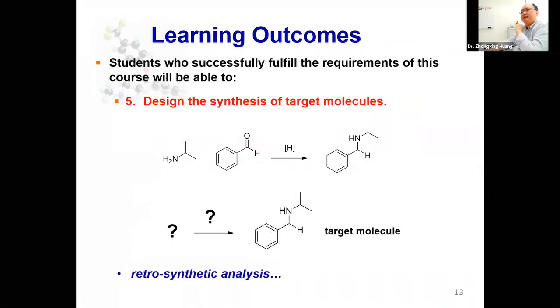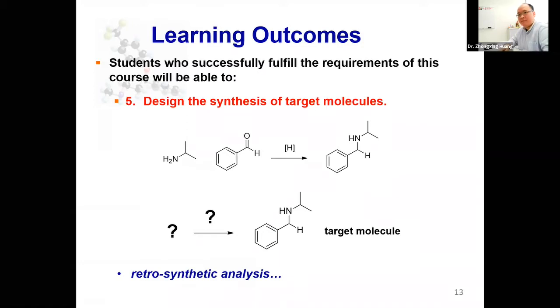Okay, the ultimate goal is what I already told you. If on the exam or in reality, I want you to make this molecule, this secondary amine, you need to figure out: what do I use? What starting material do I need to buy? And what conditions do I use?